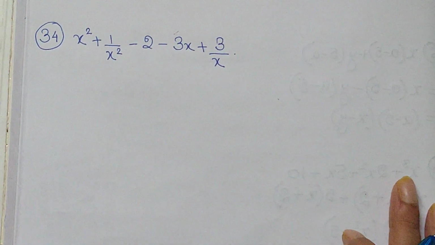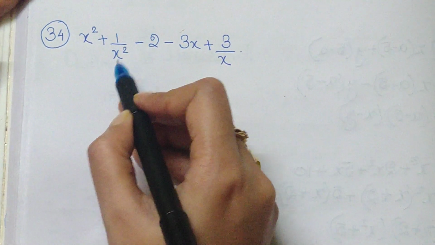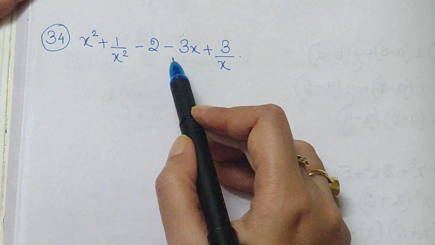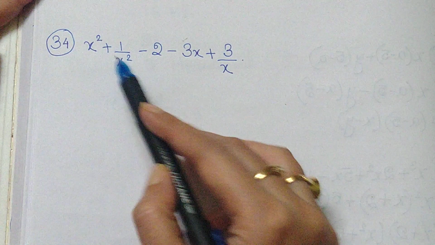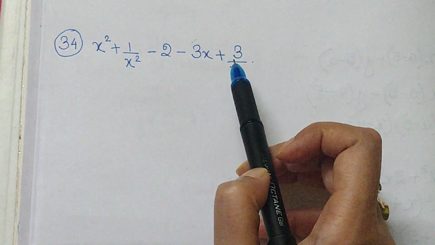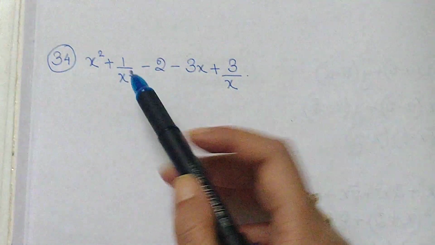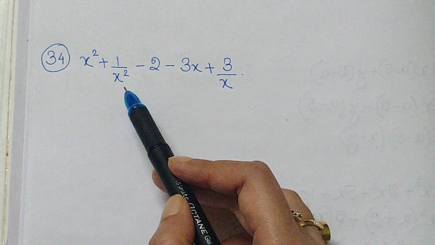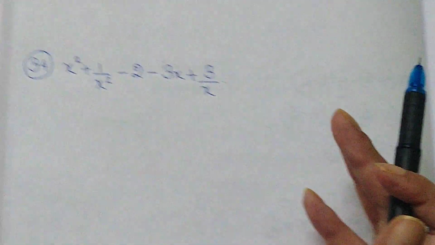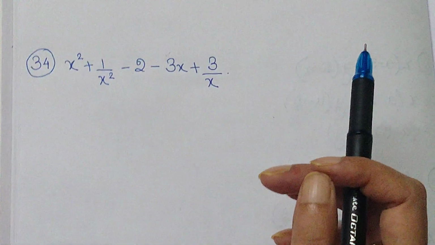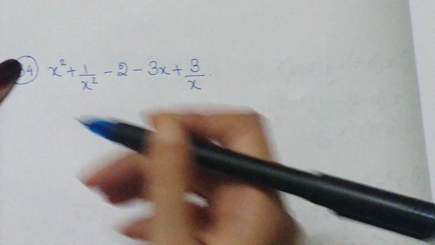Next one, sum number 34. It's given x square plus 1 by x square minus 2 minus 3x plus 3 by x. Now over here, if I am going to arrange it, you can see nothing is coming common here. So I cannot form a group. So what will I do? I'll be using the identities.